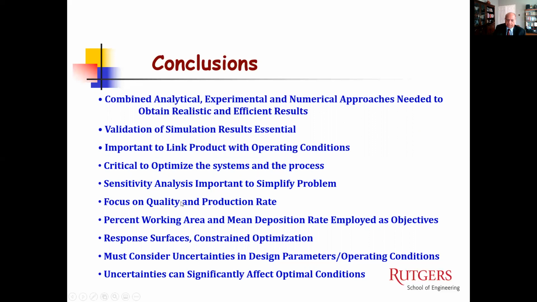I did not get into the optimization part, but these are the two objectives that we have: percentage working area and mean deposition rate. Those are the two main objectives. We can make response surfaces and do constrained optimization to get there. But as I mentioned, we need to consider uncertainties to make sure design parameters and operating conditions are working properly, because you can have uncertainties in the inlet velocity and in pressure. How do they affect the results? Many of these things can affect the optimal conditions.